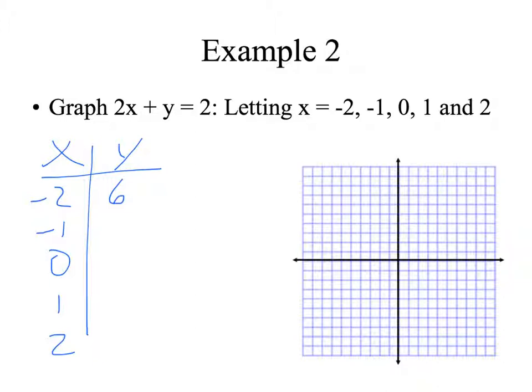Plugging -1 in, 2 times -1 is -2. I'm going to add 2 to each side, and I get 4. I'm going to plug 0 in, I get 2. When I plug 1 in, 2 times 1 is 2. Add -2 to each side, I get 0. 2 times 2 is 4. Add -4 to each side, I get -2.